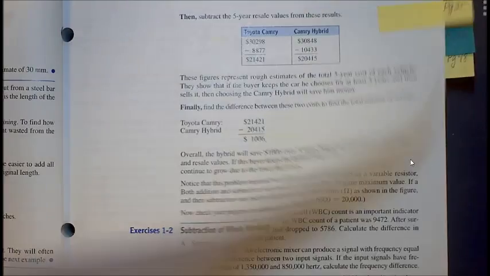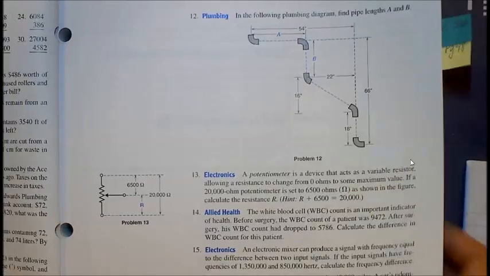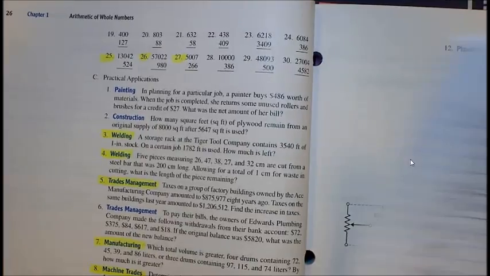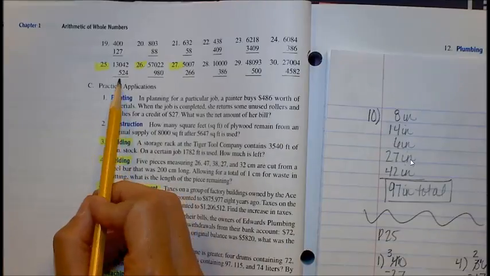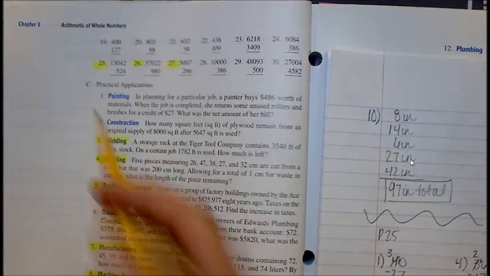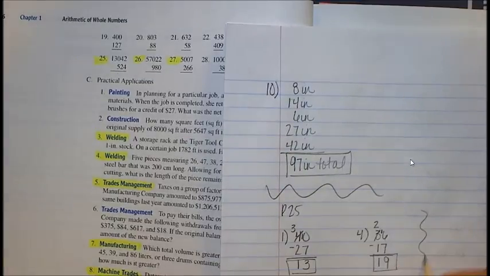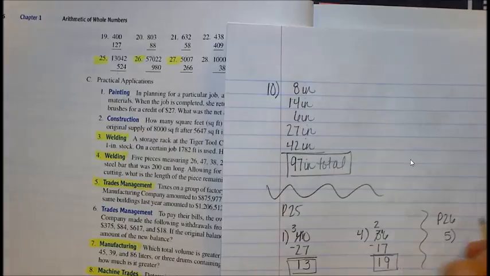As we turn the page then, it kind of just gives us bigger numbers to work with. So it's probably not bad practice. Go ahead and independently, we'll do number 25, okay? So number 25 is 13,042 minus 524.